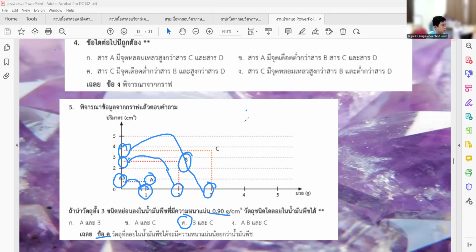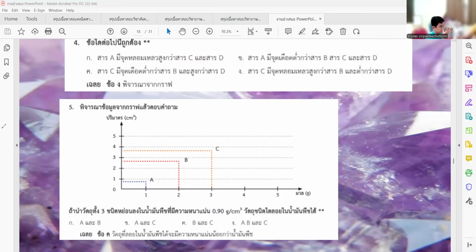Density equals mass divided by volume, right? Look at the others. Substance A is 1 divided by 0.9. Mass per volume: density equals mass divided by volume, right?